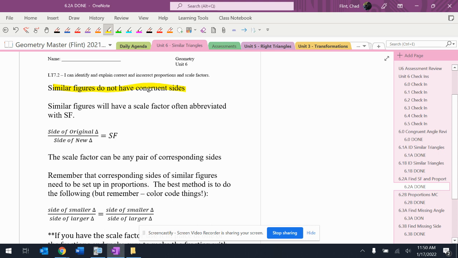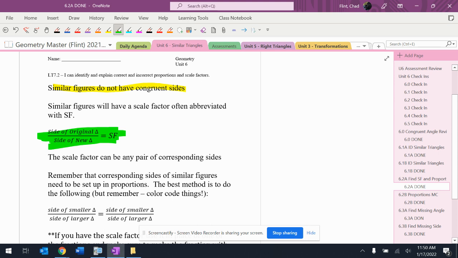All right. So similar figures all will have a scale factor, often abbreviated with SF. And side of original triangle over side of new triangle is equal to the scale factor. What's the original and what's the new triangle? A lot of times it doesn't matter. You just have to make sure that whatever triangle is on the top stays on the top. The scale factor can be any pair of corresponding sides.